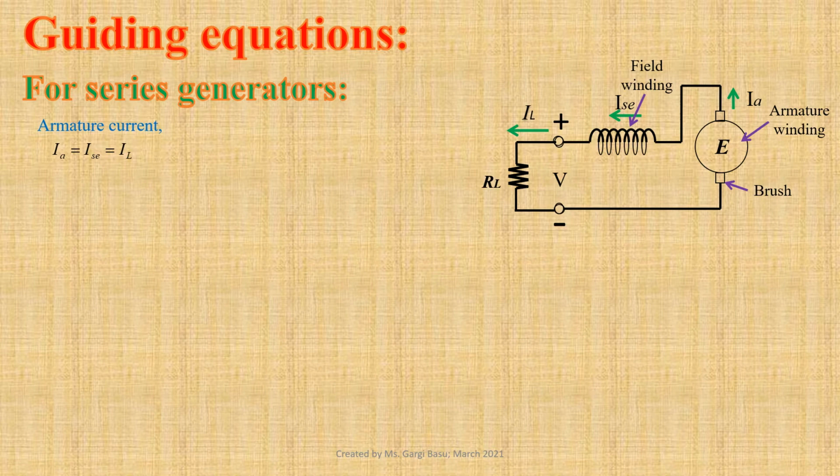Applying Kirchhoff's voltage law to this loop, we get the expression for generated EMF E equals V plus IAC RAC plus IA RA plus twice VB, where V is the terminal voltage, VB is the contact drop per brush, and RAC and RA are resistances of series field and armature windings respectively. Since IA equals IAC, E equals V plus IA times (RAC plus RA) plus twice VB.